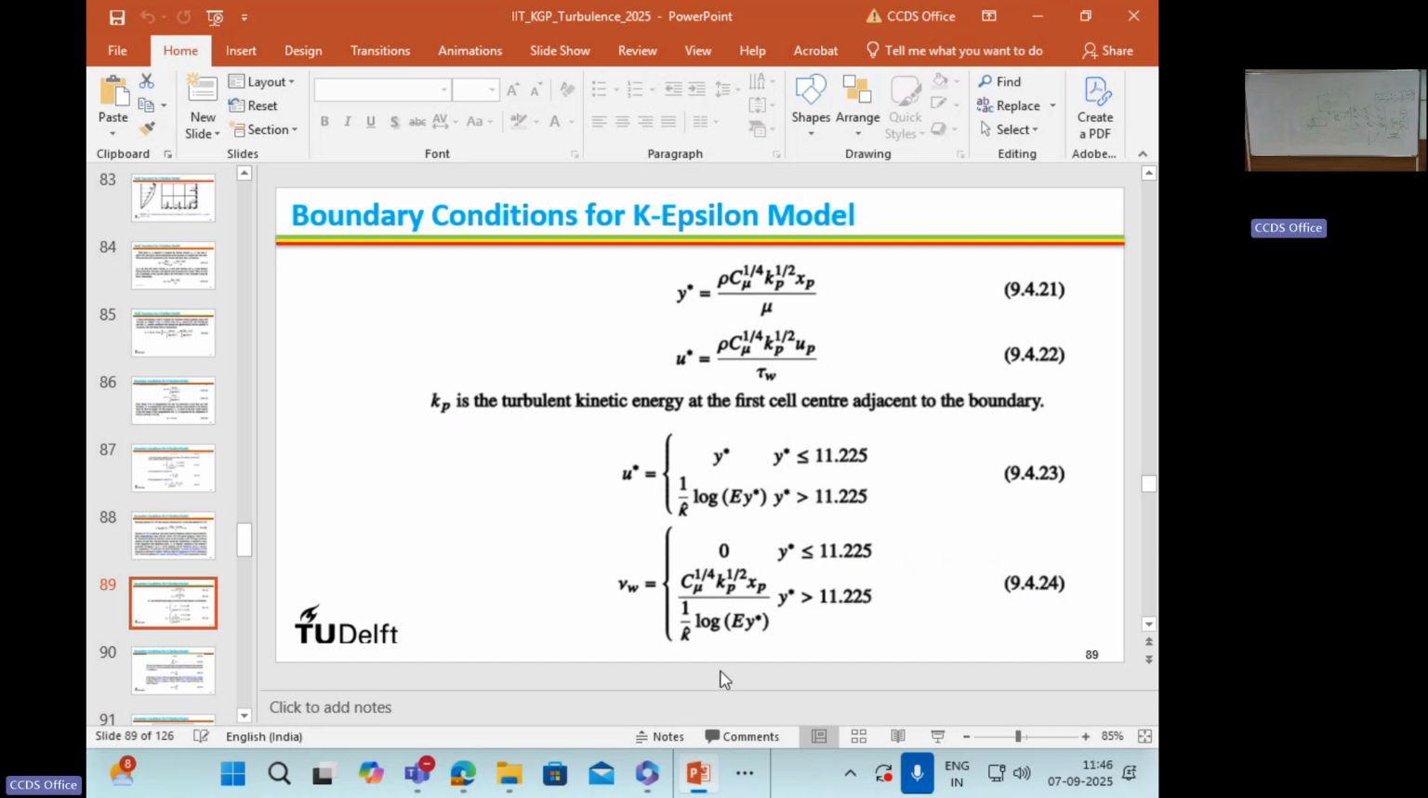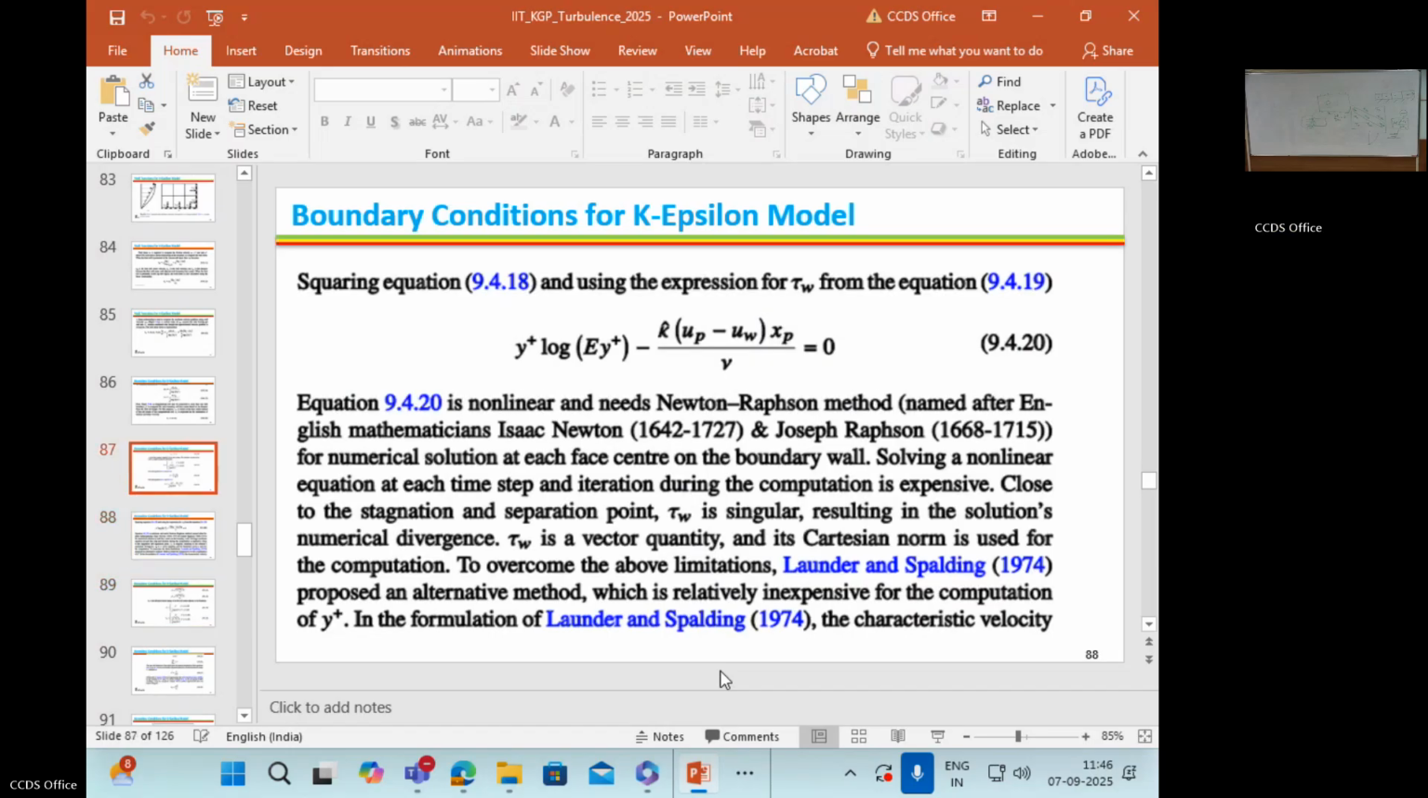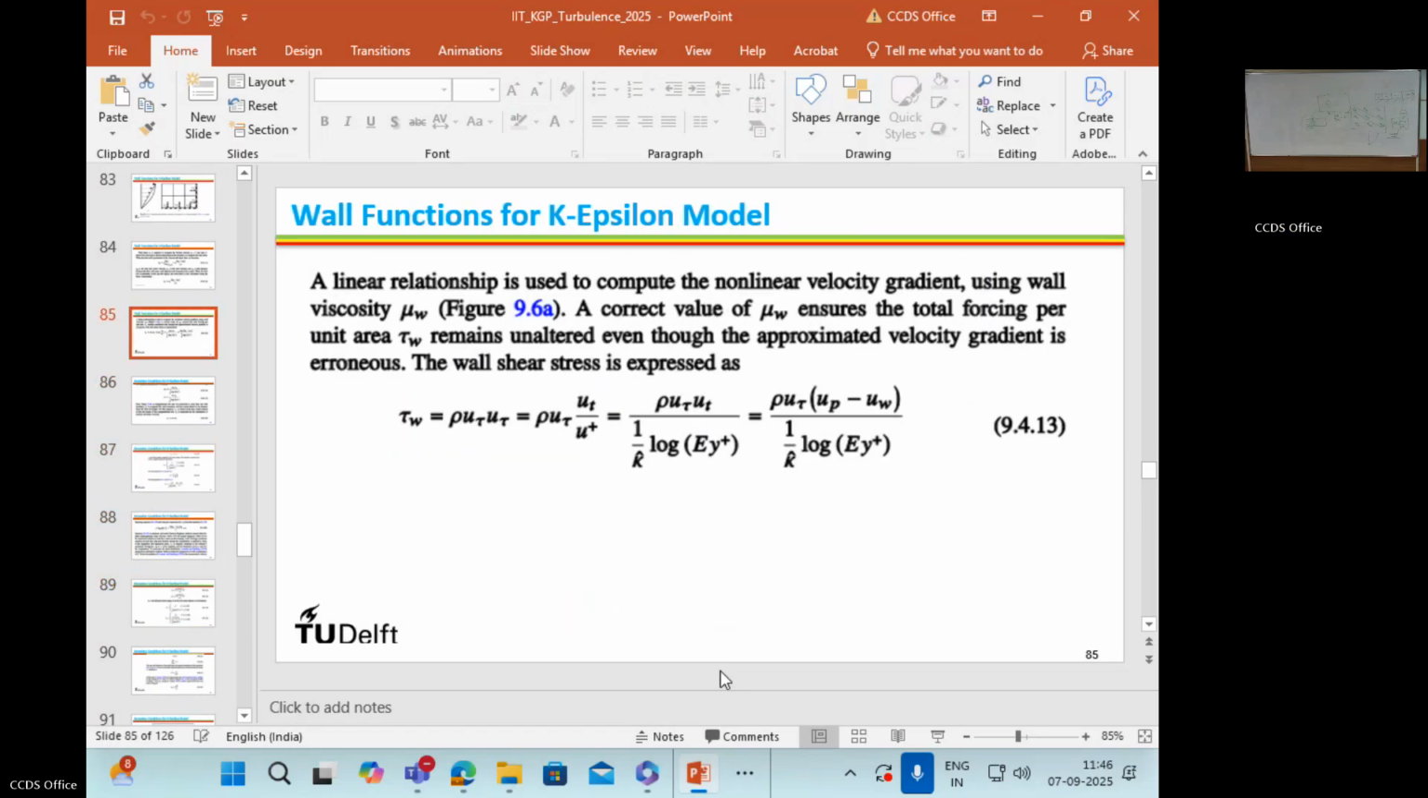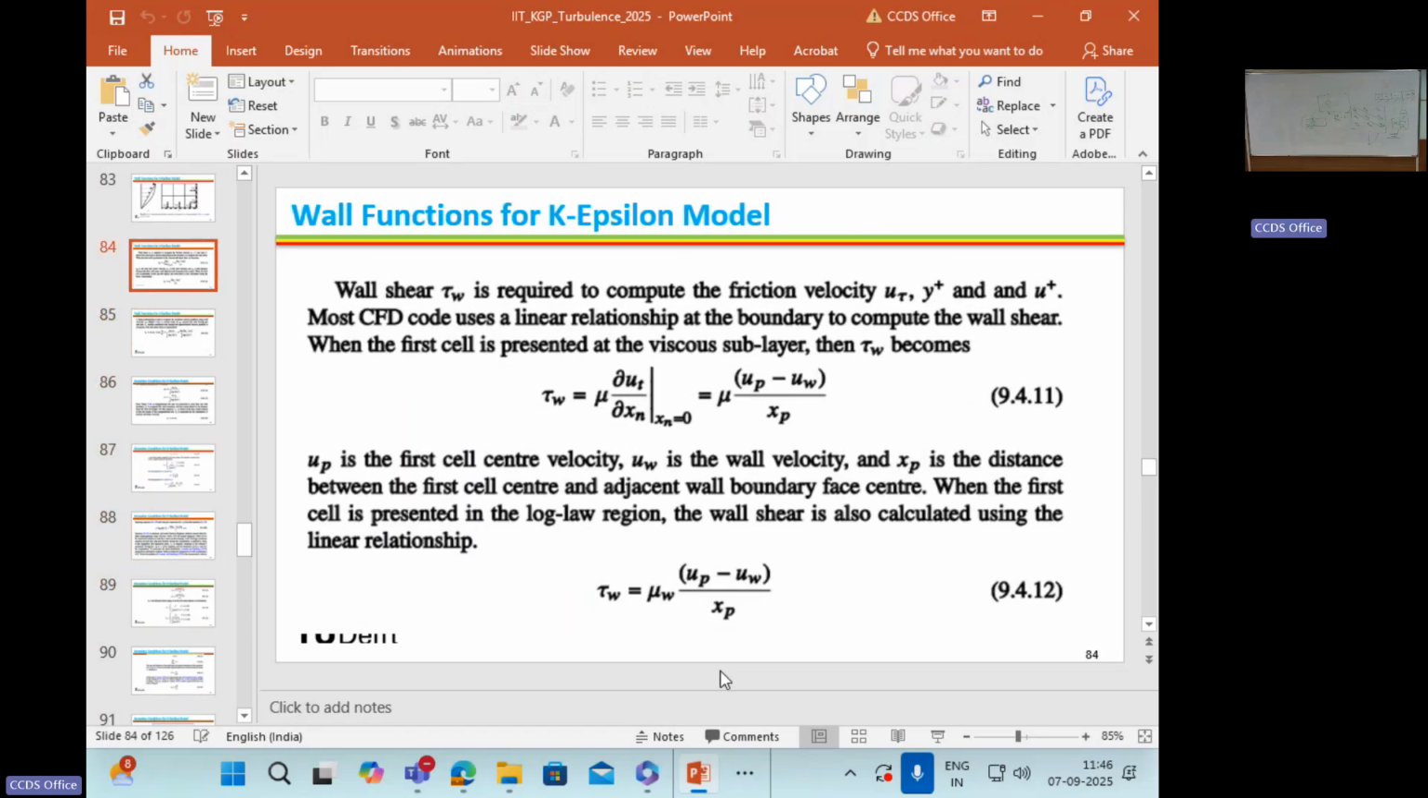So once this is calculated, I am going to use that to calculate my shear stress. Now shear stress is updated, right? In the next time step, I will use the previous shear stress value, right? Again updated the eddy viscosity. Now it is clear what wall function is.